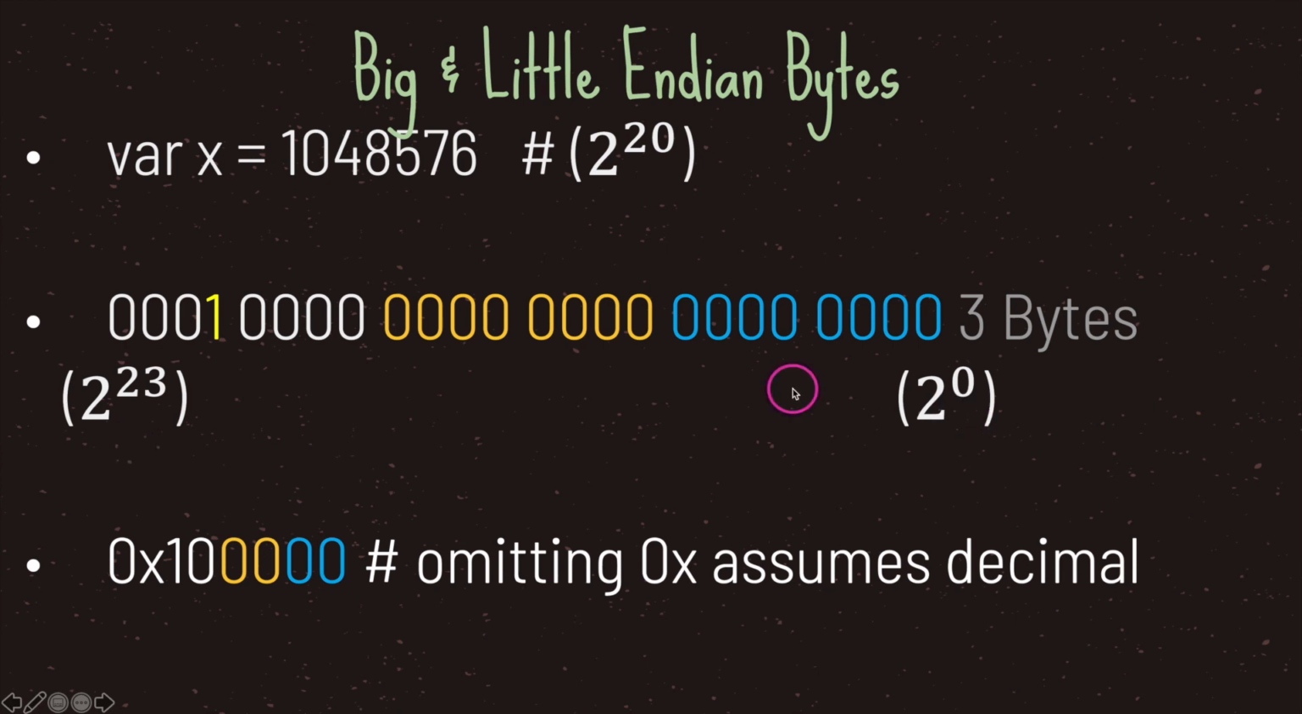Now, lastly, I want to talk about bytes. So we have 3 bytes, one in blue, one in orange, and the last in white. To determine which byte is the least significant byte, you have to look at which byte houses the lowest exponent for the 2 value. So in this case, 0 is the lowest possible exponent for our 2. And because this byte contains the lowest possible exponent, we call this the least significant byte.